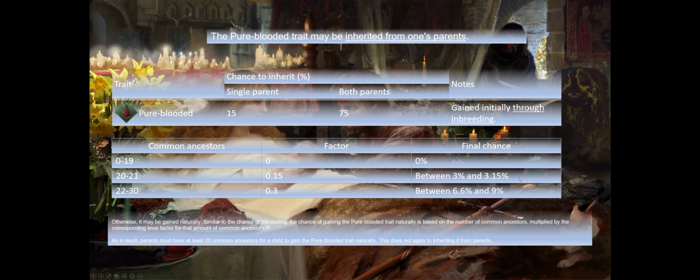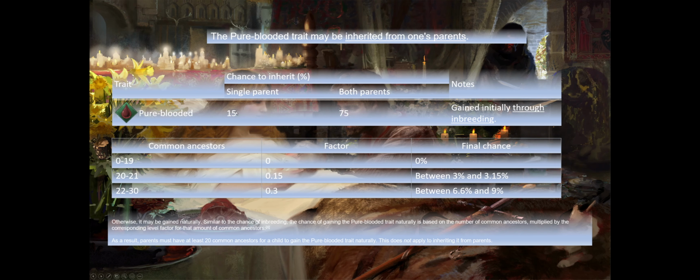Pure-blooded. I did mention earlier that pure-blooded is a trait that people chase. And what I've done here is I've also included the chance to inherit it. So if you get the pure-blooded trait, you can pass that trait on to your children. If you're a single parent, it's 15% chance. If both parents have it, it's 75%. So once you get it, continuing to breed it is definitely on the top of the agenda.